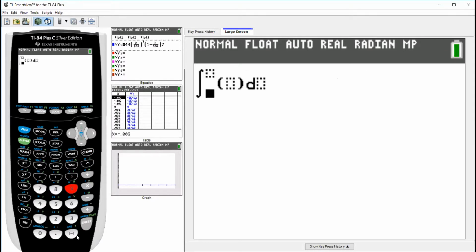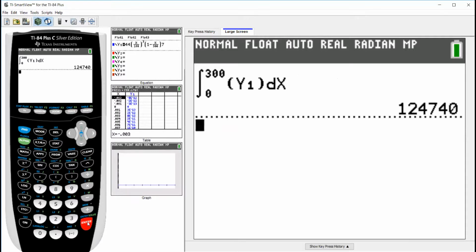Math 9, 0, 2, 300. Alpha, I think we left that in Y1. Sure hope so. That seems a little on the high side. Matter of fact, I know that's on the high side. Question is, what did we do wrong?